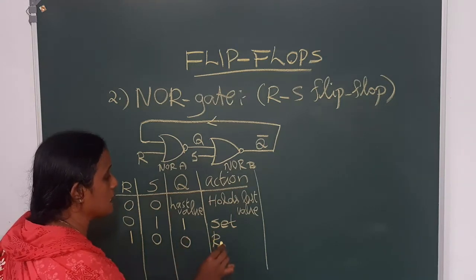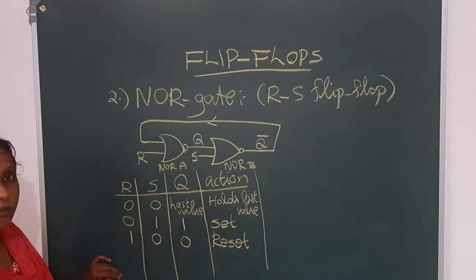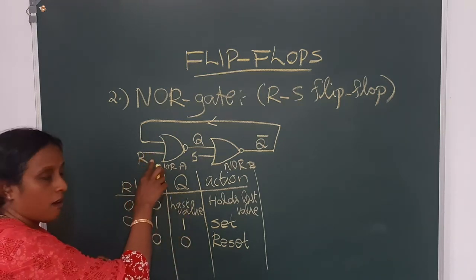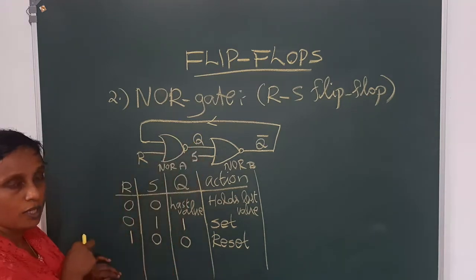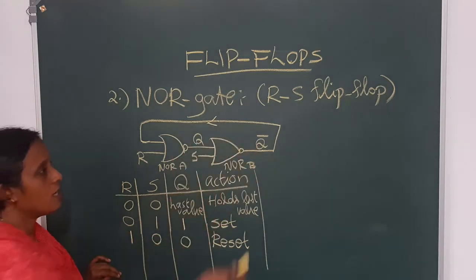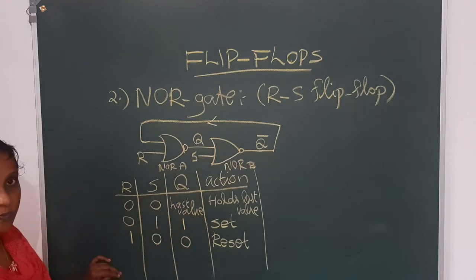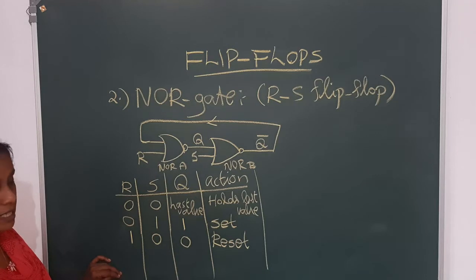Okay, so in this case, Q is low. This is called reset condition. Reset condition. Okay, so when R is high, this gate is enabled and Q is low. And if this Q is low, this Q bar is high. Okay, the feedback comes to here and this is false. So this condition is called reset condition.